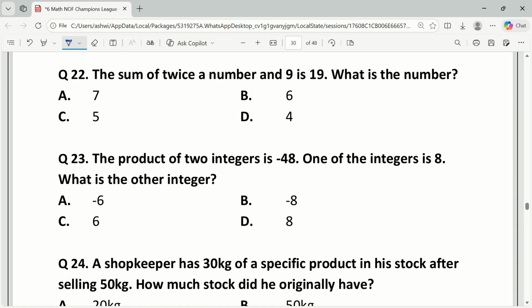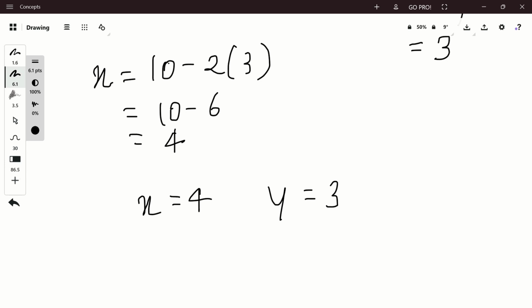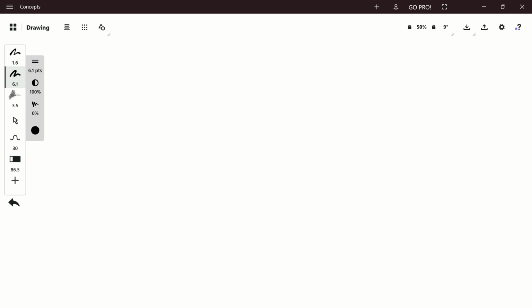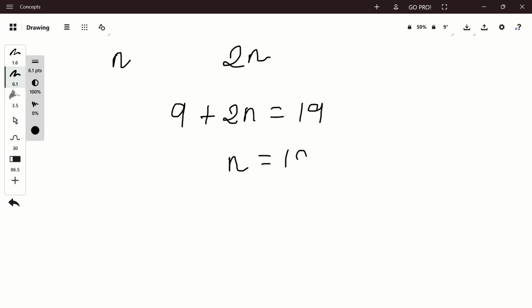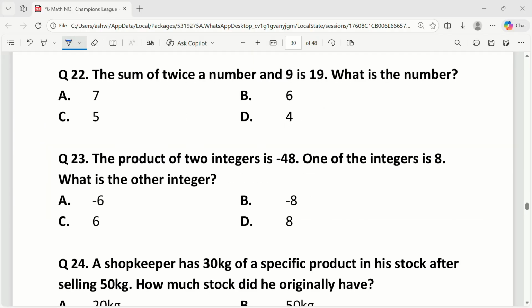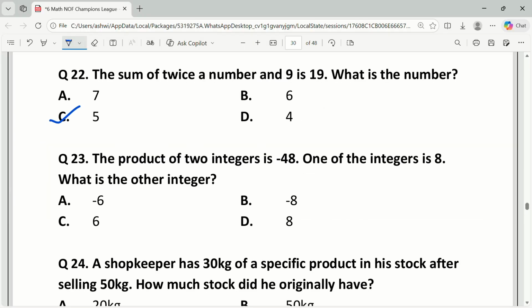Question 22. The sum of twice a number and 9 is 19. What is the number? Let the number be n and twice the number be 2n. The sum of twice the number and 9 is 19. So the equation is 9 plus 2n is equal to 19. Solving for n, we have n is equal to 19 minus 9 upon 2. Hence n is equal to 5. Comparing with the options, the answer is C, 5.